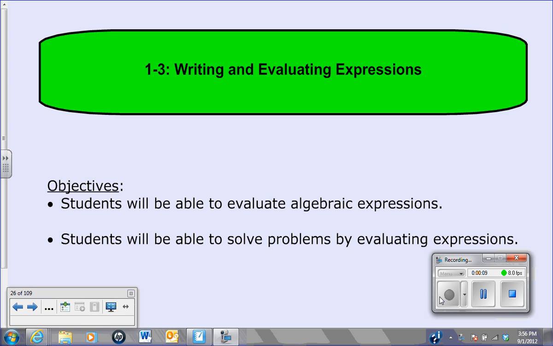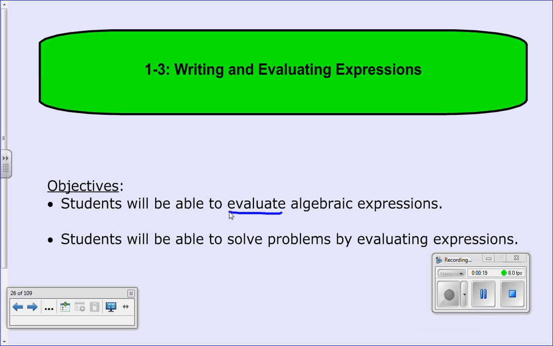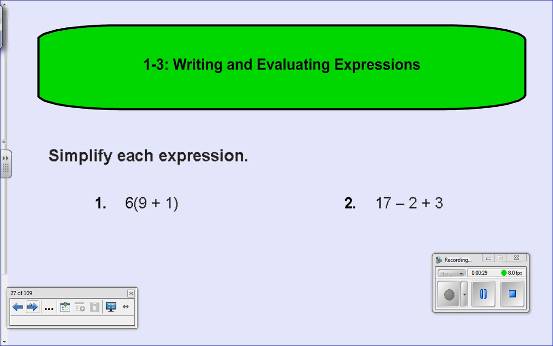And we have here 1-3, which is talking about writing and evaluating expressions. In this lesson, we have two main objectives. First, you should be able to evaluate algebraic expressions. And second, you're going to be able to solve problems by evaluating these expressions. And those ones usually mean the word problems. So yes, you get word problems.